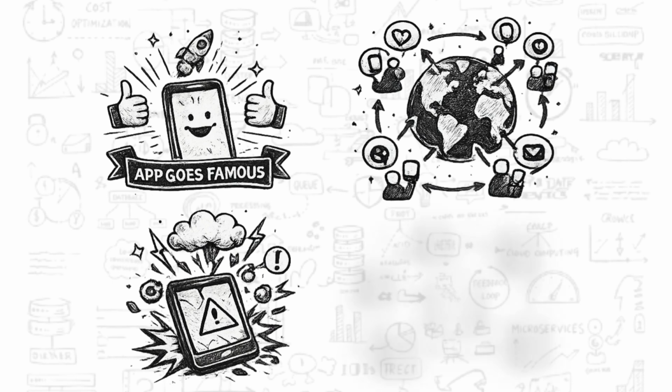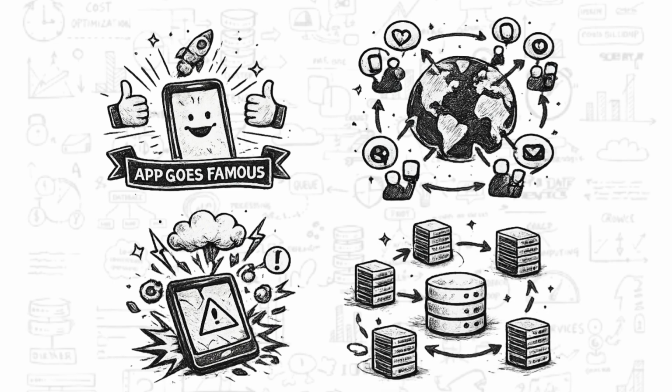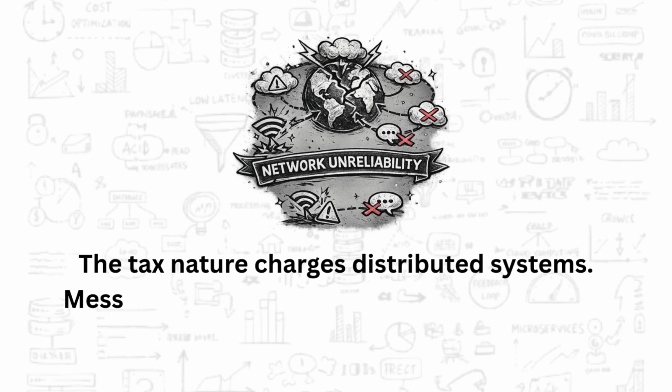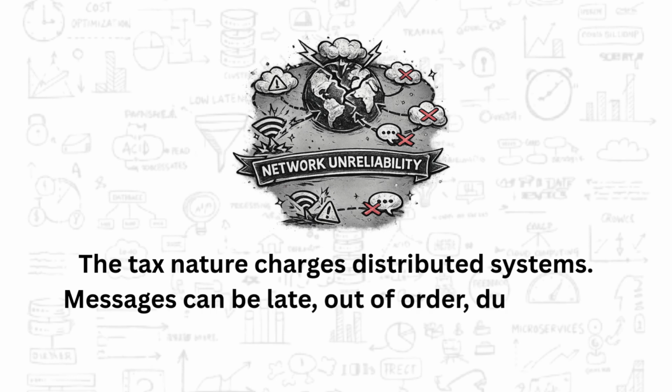So what do you do? You copy that database onto a bunch of different machines. And just like that, congratulations. You've just stepped into the world of distributed systems. And this is where the trouble begins. Because as soon as you do that, you have to pay a tax that nature charges every single distributed system. The network is just not reliable.